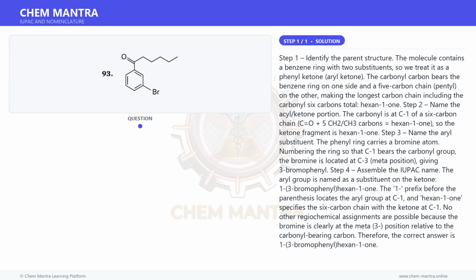Step 3. Name the aryl substituent. The phenyl ring carries a bromine atom. Numbering the ring so that C1 bears the carbonyl group, the bromine is located at C3, the meta position, giving 3-bromophenyl.